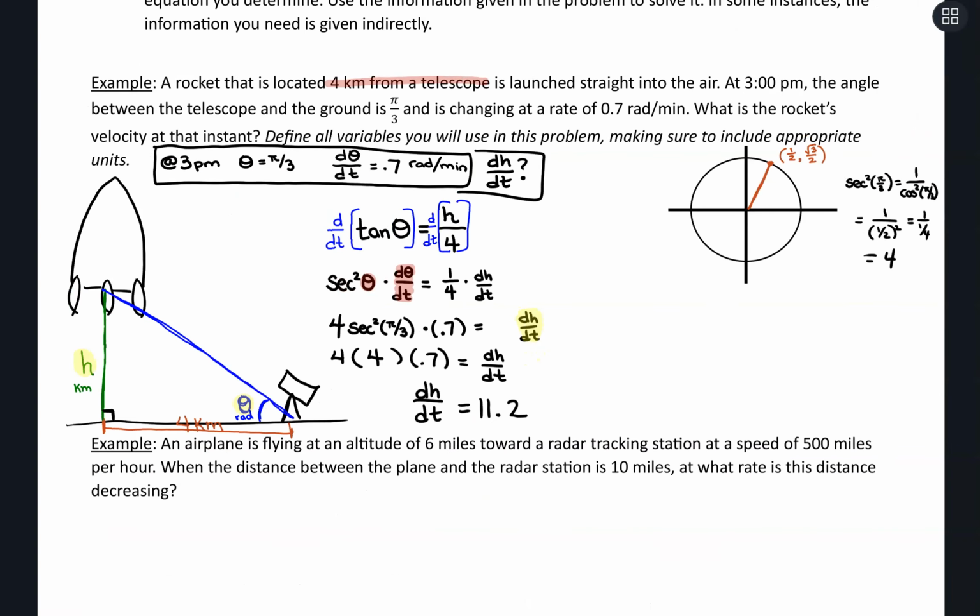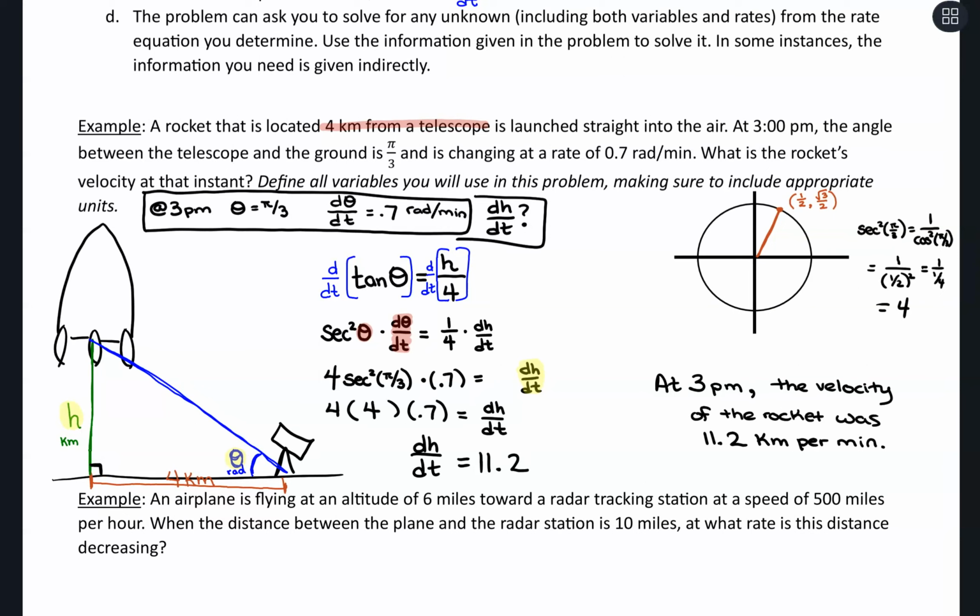Okay, so at 3 p.m., all that information follows. At 3 p.m., the velocity of the rocket is 11.2 kilometers per minute.